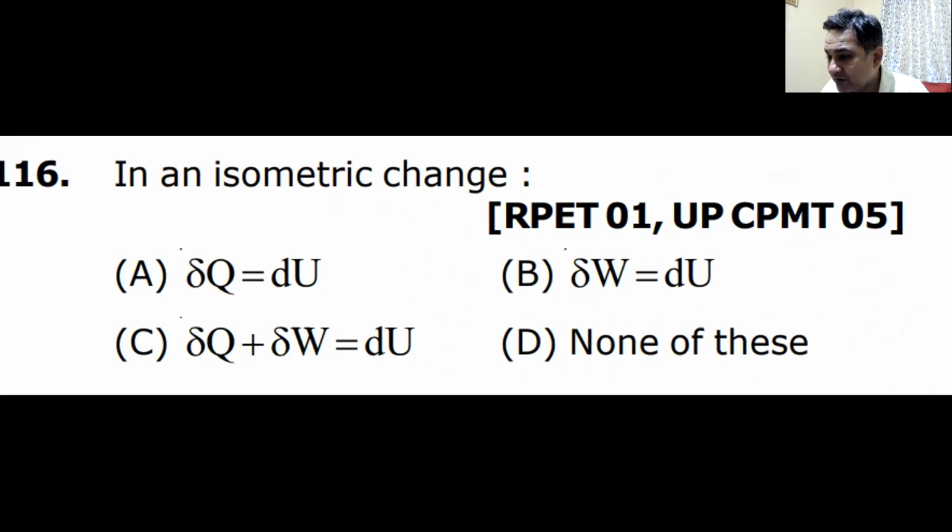116 is the question, and Kajal is going to give me the answer for this one. Kajal, what is the answer for this? Isometric change. The first question is for Kajal: what is an isometric change? Isometric change, Kajal, happens to be isochoric, constant volume. It's a constant volume process. So what is the answer?